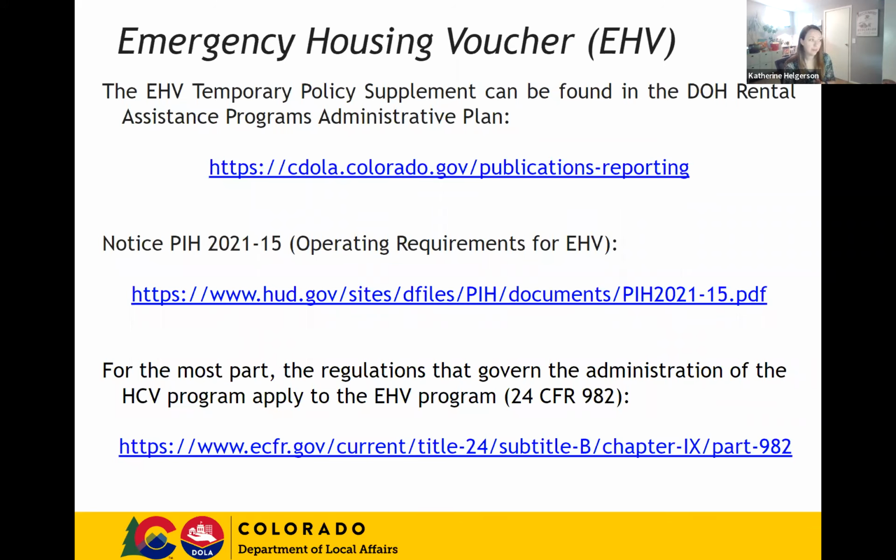There is a very informative PIH notice 2021-15 that talks about the operating requirements for the emergency housing voucher program. More information than probably anyone needs, but everything's laid out there, again, if you're interested. But then just a reminder, for the most part, the regulations that govern the administration of our housing choice voucher program generally apply to the emergency housing voucher program. So I again provided that digital resource for those federal regulations.